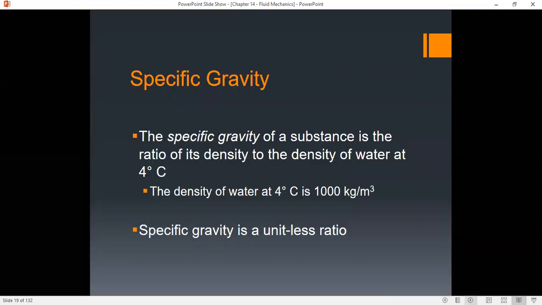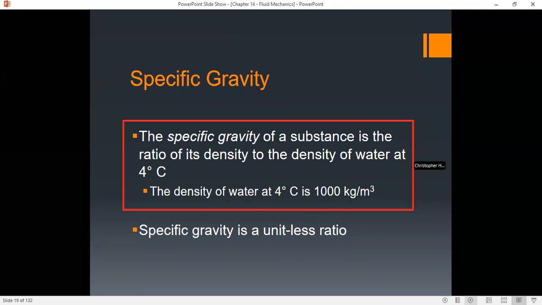And again, specific gravity, if we want a very precise definition for specific gravity, it is the ratio of the density of a substance to the density of water at 4 degrees centigrade, where liquid water is at its densest.